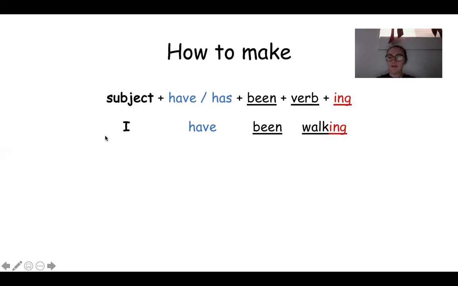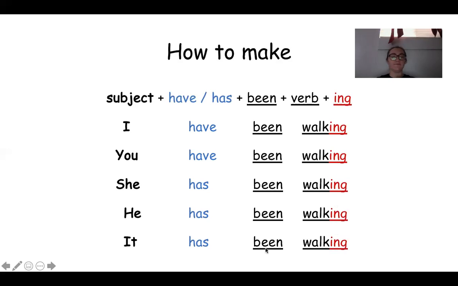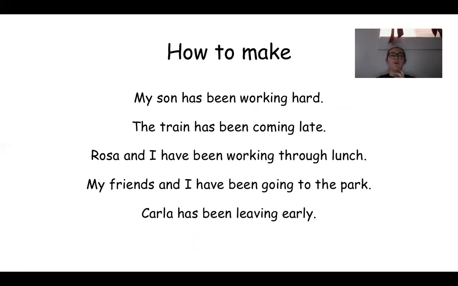You have your subject, I, your person or your place or your thing, have been walking. You have been walking. She has been walking. He has been walking. It has been walking. So remember, when we use the present perfect tense, we have to remember if we are going to say have or has, right? So that's the only difficult part about it. They have been walking. We have been walking.